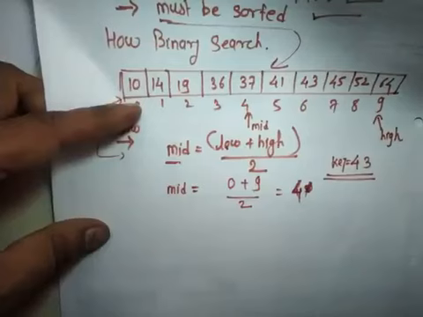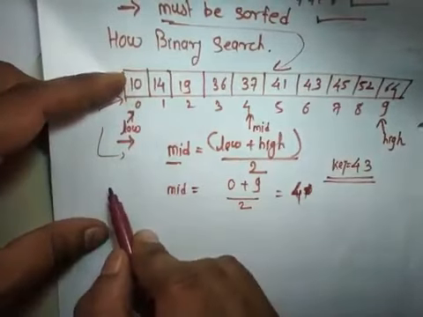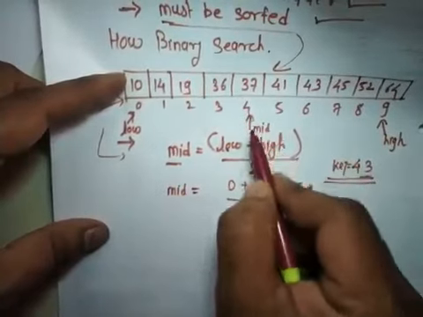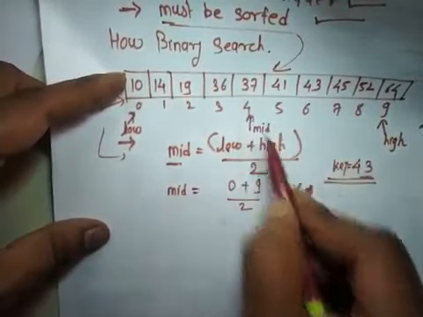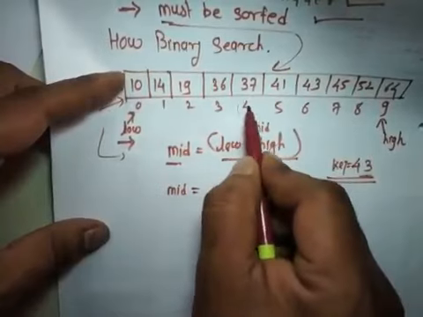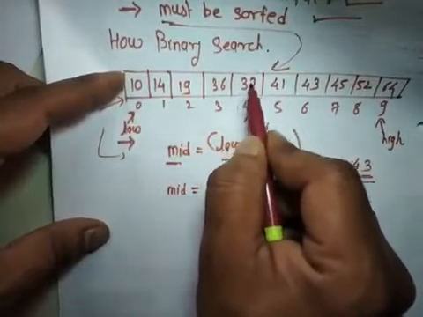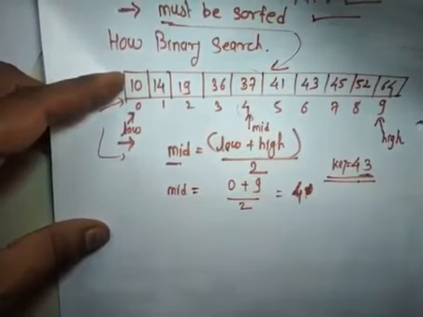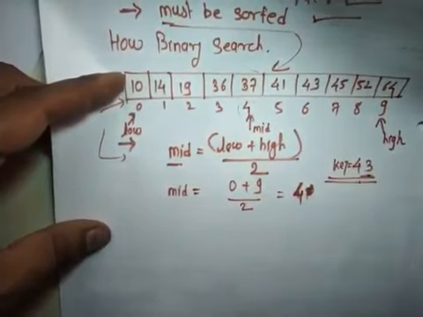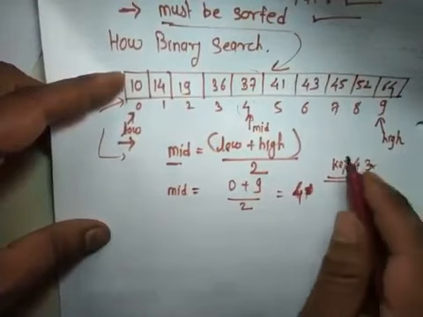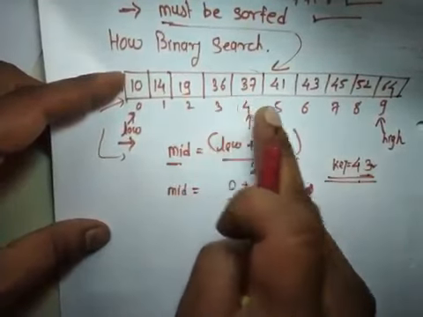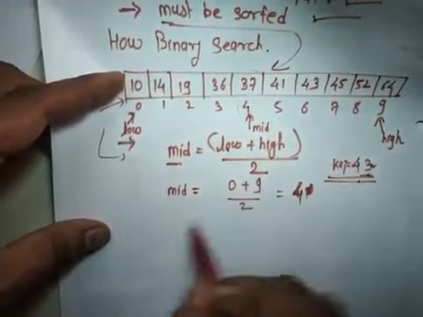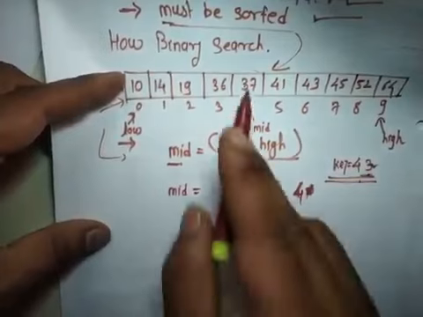Now I am going to check whether the value at mid is equal to the key value. Whatever mid we get, 4, at index 4 whatever value we have, is it equal to the key value which we are going to search? No. Then we check whether the key value is greater than the mid value. The mid position value is 37, and 43 is greater than 37.